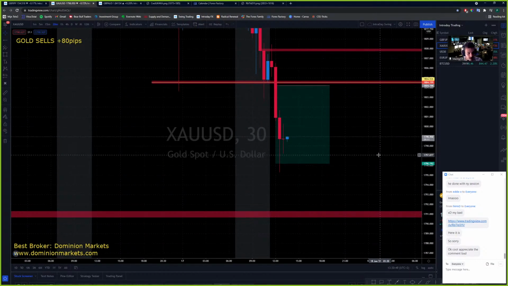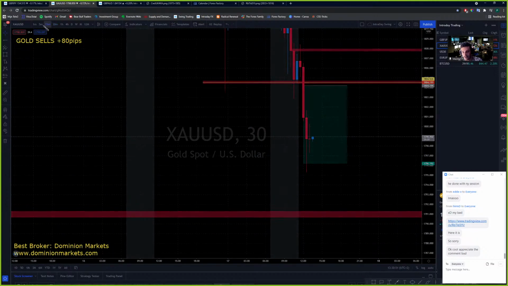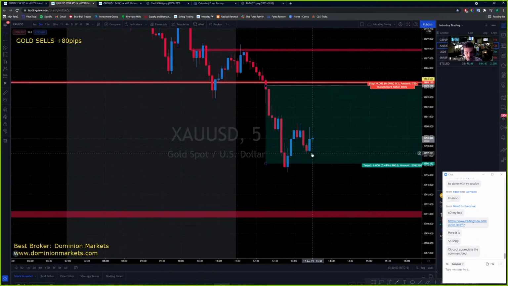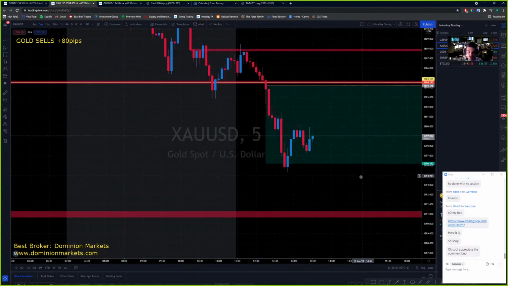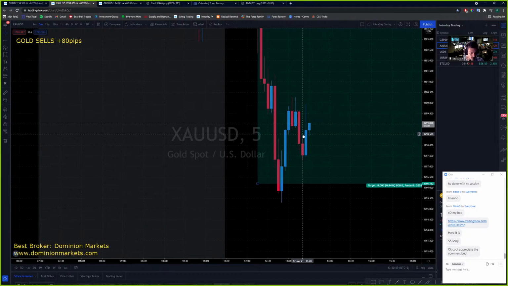1797.5. Honestly, don't rely on my information, but... Yeah, I don't think you should hold. I think you should have already been out of it once this candle broke the 5-minute high.